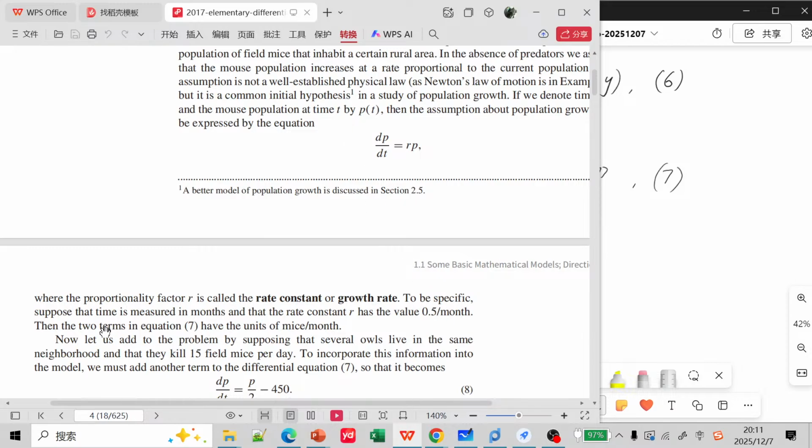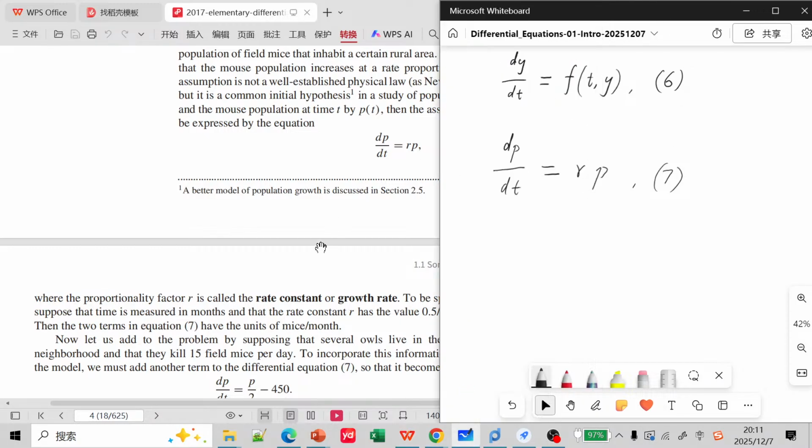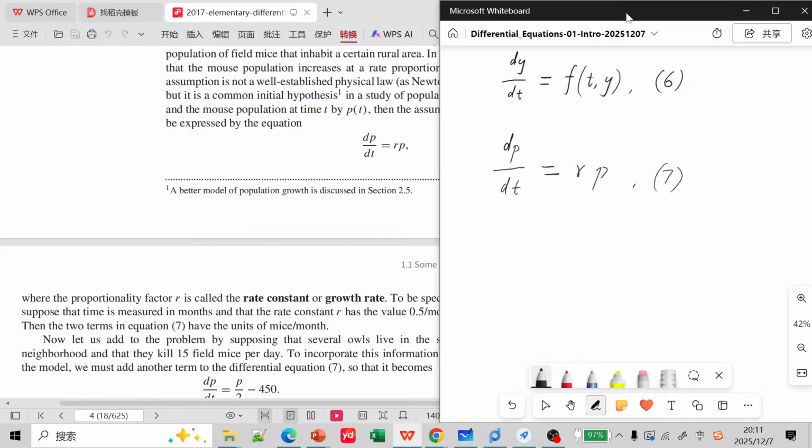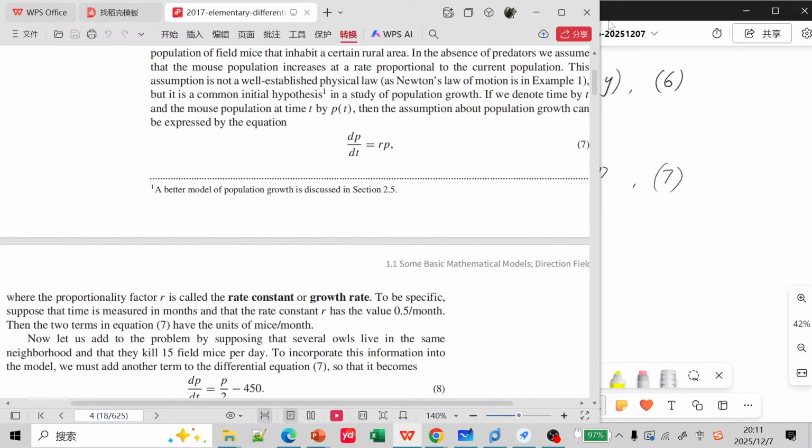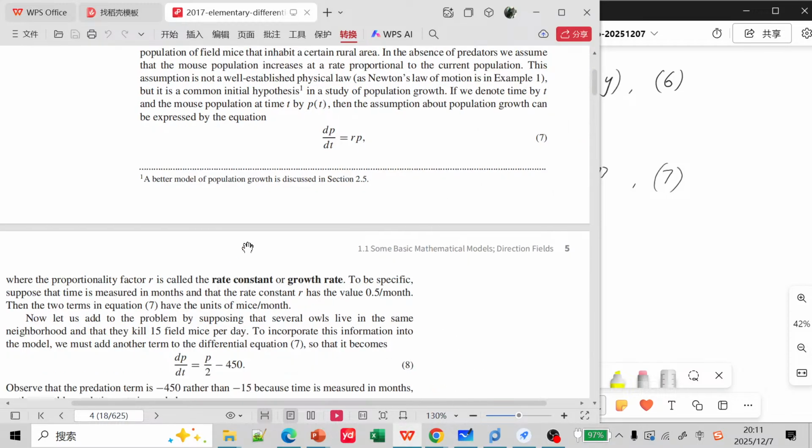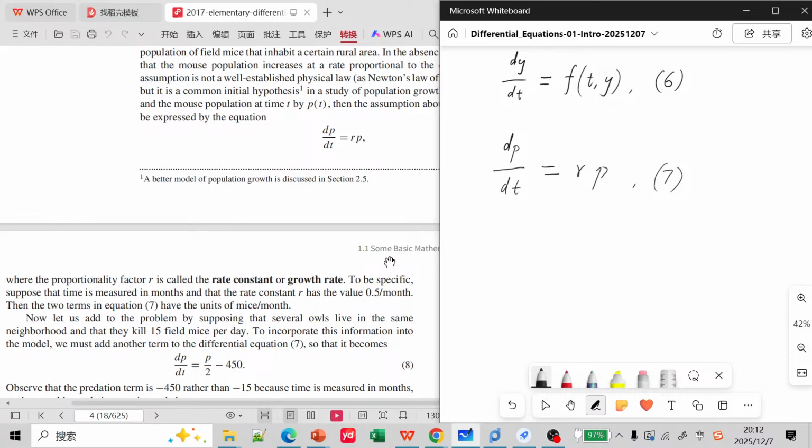To be specific, suppose that time is measured in months and that the rate constant r has the value 0.5 per month. Then the two terms in equation 7 have the units of mice per month.